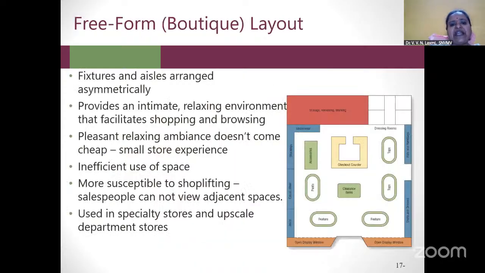Then we have a free form or a boutique type of layout. This type of layout consumes the maximum area, and most of the products are arranged in fixtures and aisles. So it provides a very, very cozy, very relaxed environment. It gives an affluent feeling when such a boutique or free form type of layout is used.